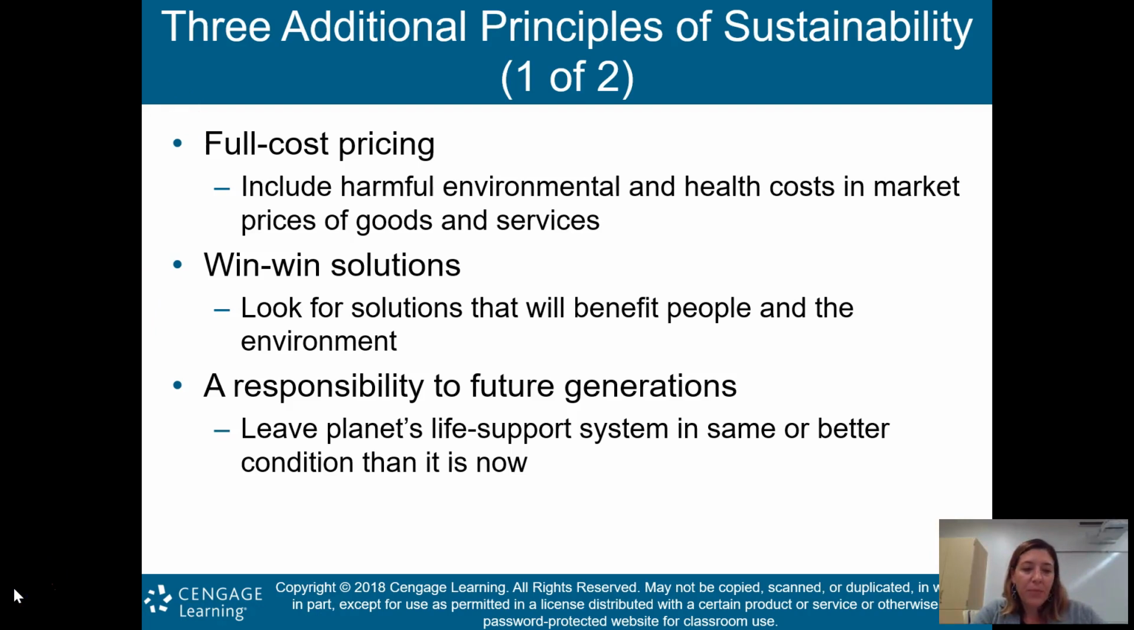The next principle of sustainability, so this would be number 5 out of the 6 major principles of sustainability, would be looking for win-win solutions to environmental problems. So these would be based on compromise and cooperation to benefit the largest number of people possible and the environment. Another way to word this would be to say to look for equitable solutions.